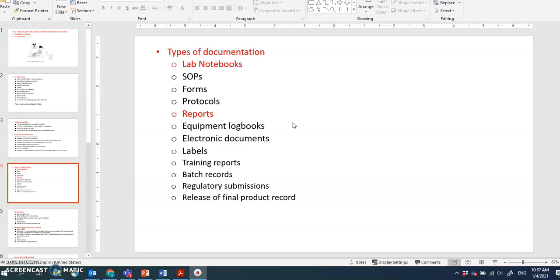Okay, training reports. The personnel working in the lab or working in a company should be qualified to work there. Okay, how do you prove that that person is qualified? Because that person has probably gone through the necessary education and training, or should have that experience, right? So that's the evidence of personnel qualification. So you have to maintain that training report wherever you go.